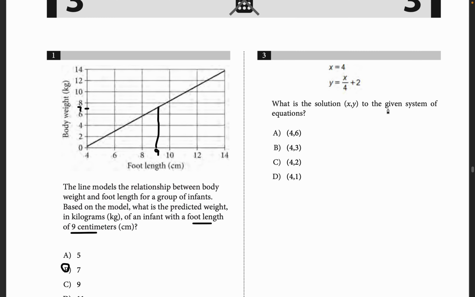What is the solution to the system? Okay, we plug this in. So we have to have an answer choice with 4, because when x equals 4, what does y equal? Plug it in. When x is 4, y equals 1 plus 2, which is 3. So 4, 3.